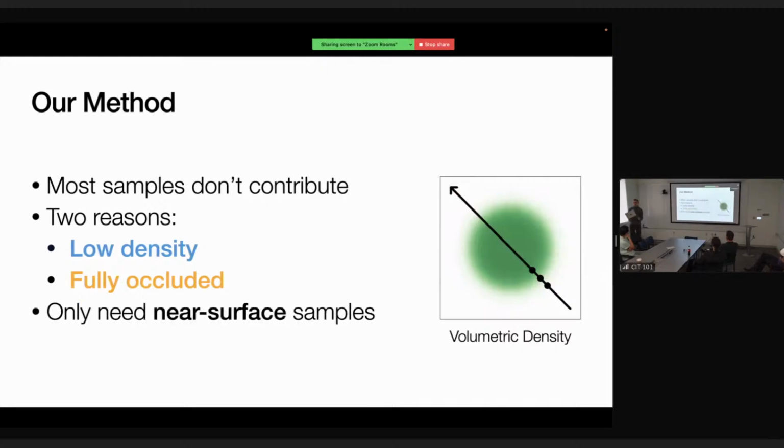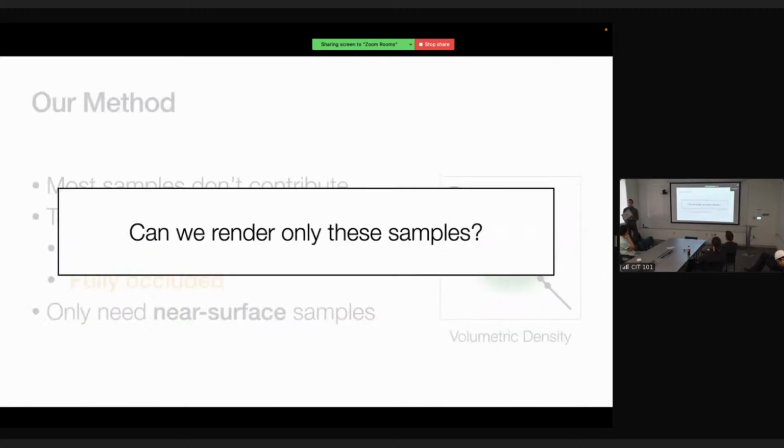And so in this case, you only need these samples because these are the samples which have non-zero alpha or non-zero density and are not fully occluded. And so the question is, is there a way that we can only render these samples?